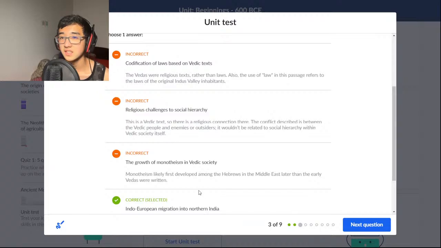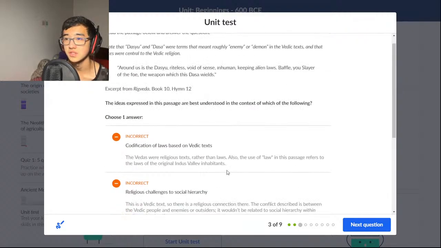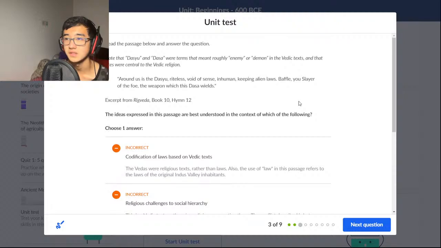So it's not C because monotheism is likely to develop along the Hebrews in the Middle East. Oh my god! The ancient Indians were polytheistic! And then religious challenges to social hierarchy? Okay, I was like, it's not that. Codification of laws based on Vedic texts? Or religious texts rather than laws. Also, the use of law in this passage refers to the laws that are original to this valley's inhabitants.